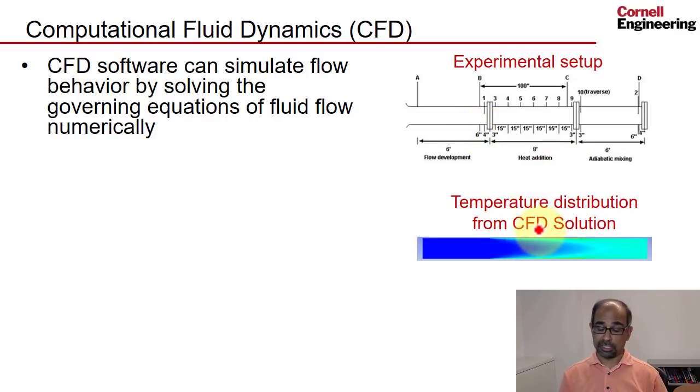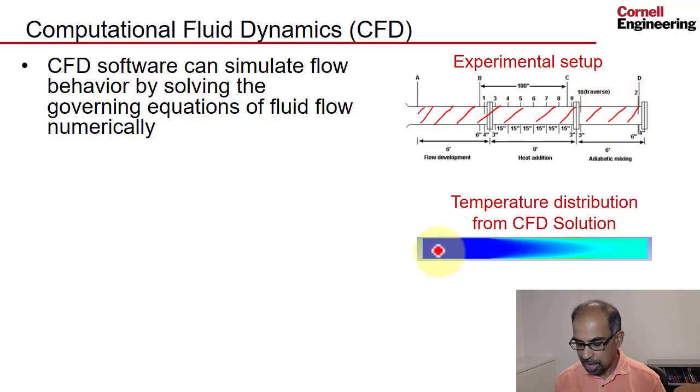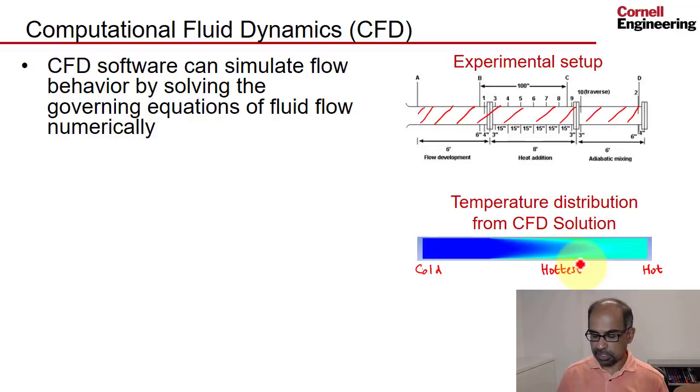And here is one of the results we will get, temperature distribution. This particular result is looking at temperature distribution in this particular region of the pipe. Okay, and blue is cold, green is hot, and red and yellow are hottest. We'll take a look at the results in more detail once we get those. But that gives you an idea of the kinds of results you can get.